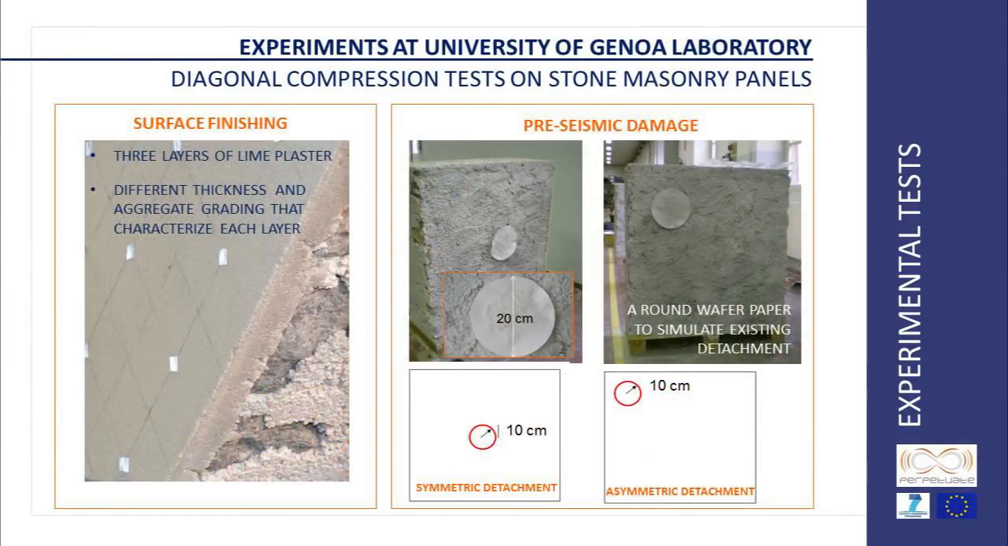In fact, also in this case, the panels were covered with a plaster simulating ancient ones. In particular, the surface finishing was made of 3 layers of lime plaster with different thickness and aggregate gradient. Moreover, a pre-seismic damage was artificially introduced by inserting a wafer paper sheet between the first and the second layer of plaster.